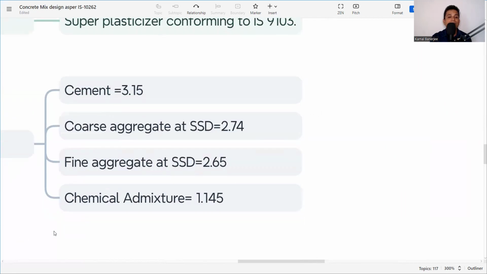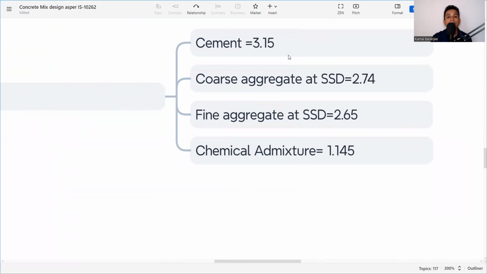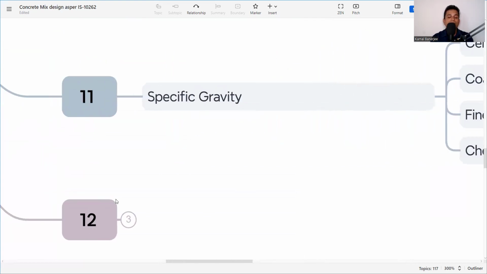Now superplasticizers are already used. These specific gravities we need to know whenever we are calculating the volume of the mix. So we need to understand why.